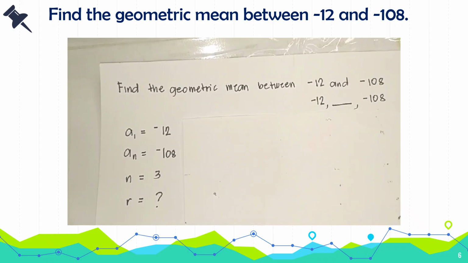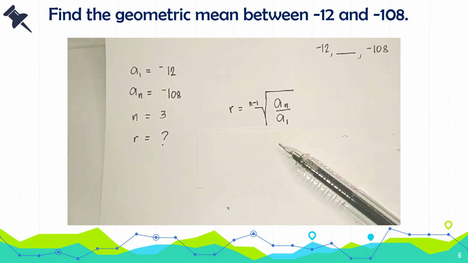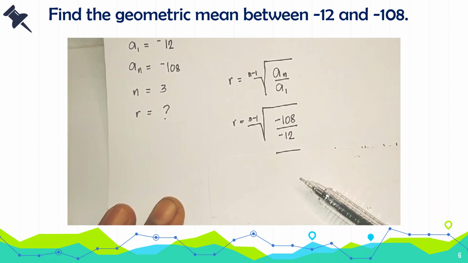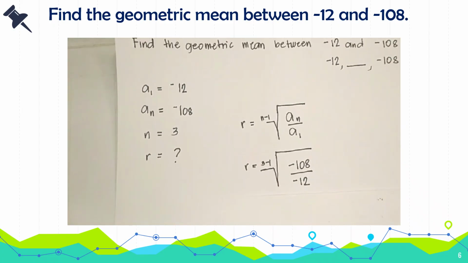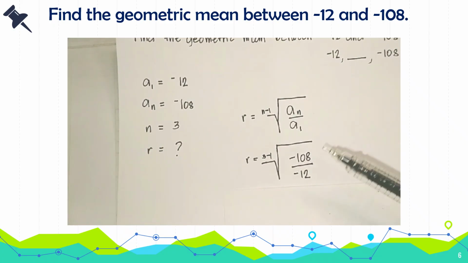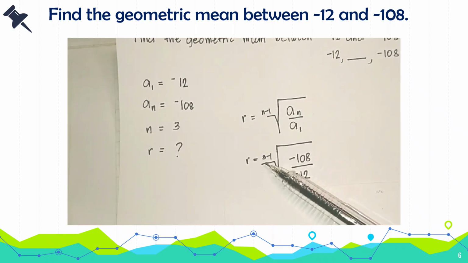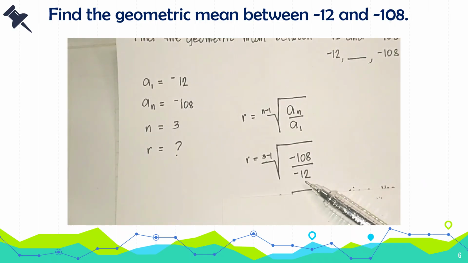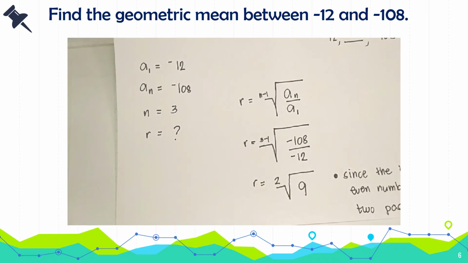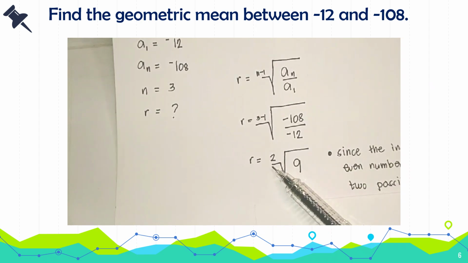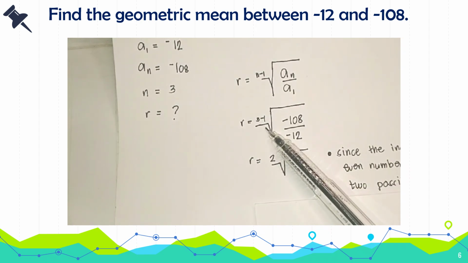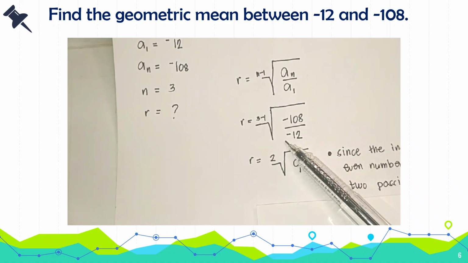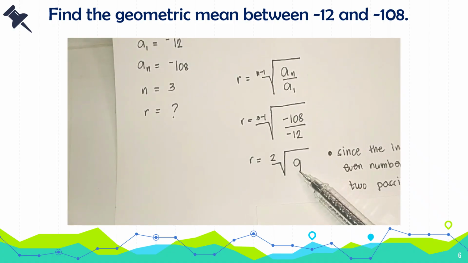R is still missing. Again, this is the formula in getting the common ratio in the geometric sequence. Let's substitute the given on the formula. The index here is 3 minus 1 from our n. Negative 108 over negative 12. Let us simplify. The index here will be 2 because of 3 minus 1. Negative 108 divided by negative 12 will give us the radicand 9.